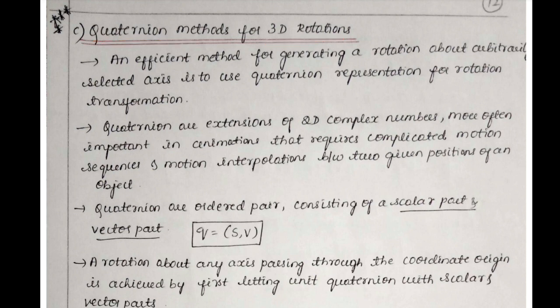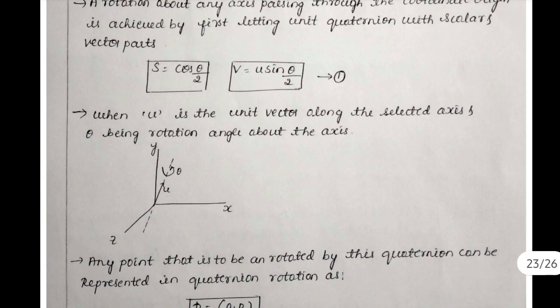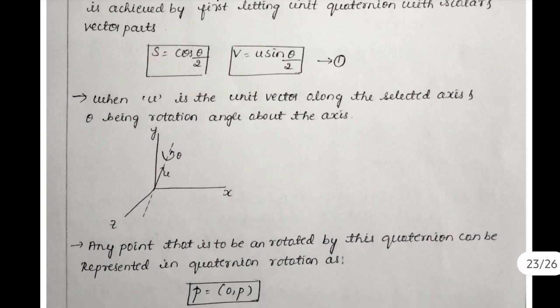In the quaternion method, it's an efficient method for generating a rotation about an arbitrary selected axis by using some quaternion units. Okay, so it has two parts, scalar part and the vector part. Q is equal to s comma v, and s is equal to cos theta by 2, and v is equal to u sin theta by 2. u is nothing but the x axis and v is nothing but the y axis. Okay, so by using these two values, we will be performing the rotation and the translations.